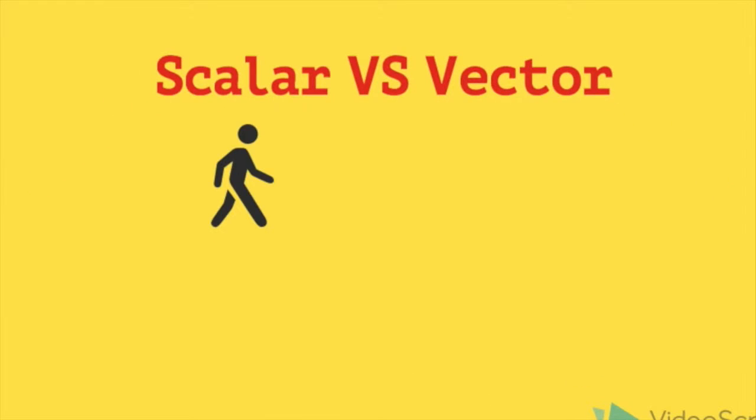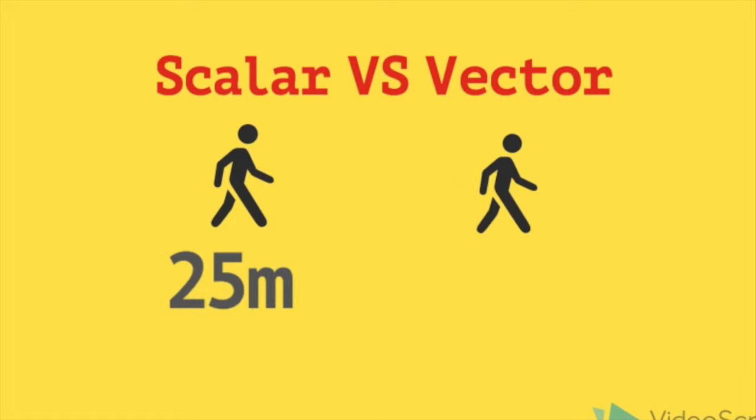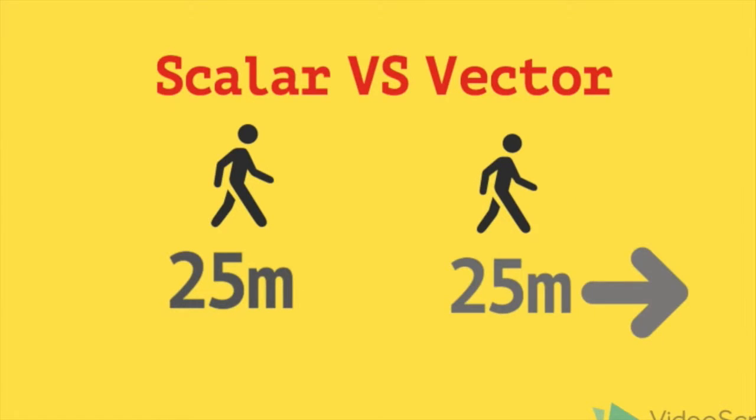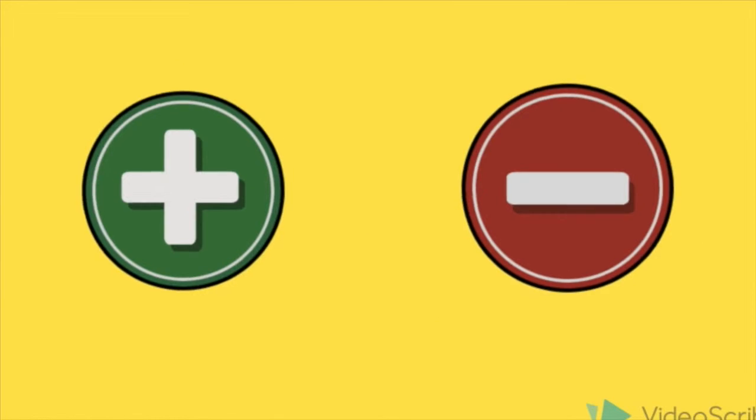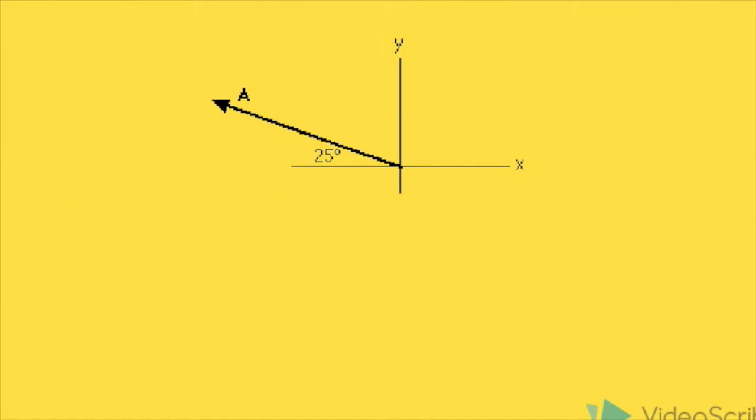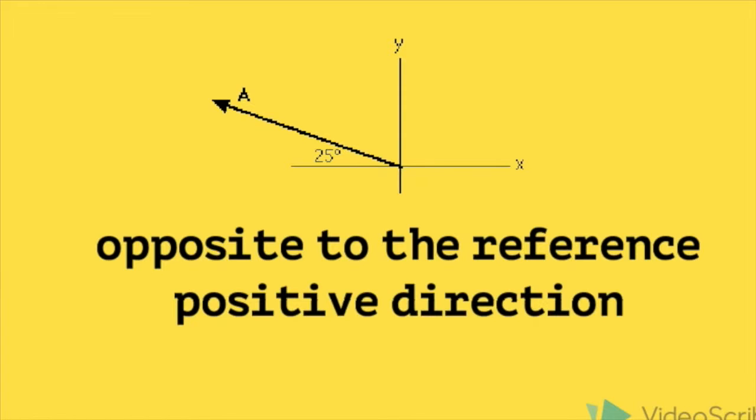For example, if I say a person walks 25 meters, that's a scalar, but if I say a person walks 25 meters to the right, that's a vector. Just like scalars, vectors can also be positive or negative. A negative vector is a vector which points in the direction opposite to the reference positive direction.